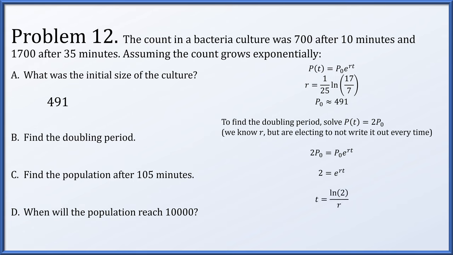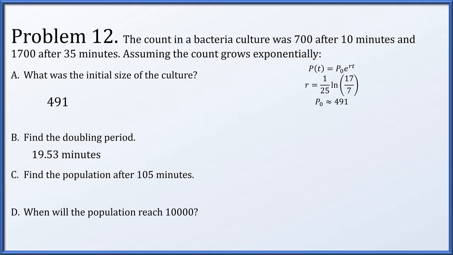So we take a log of both sides and divide by r. And at this point, we can plug our r back in. That t is equal to 25 times the natural log of 2 divided by the logarithm of 17 over 7, which rounds to about 19.53 minutes.